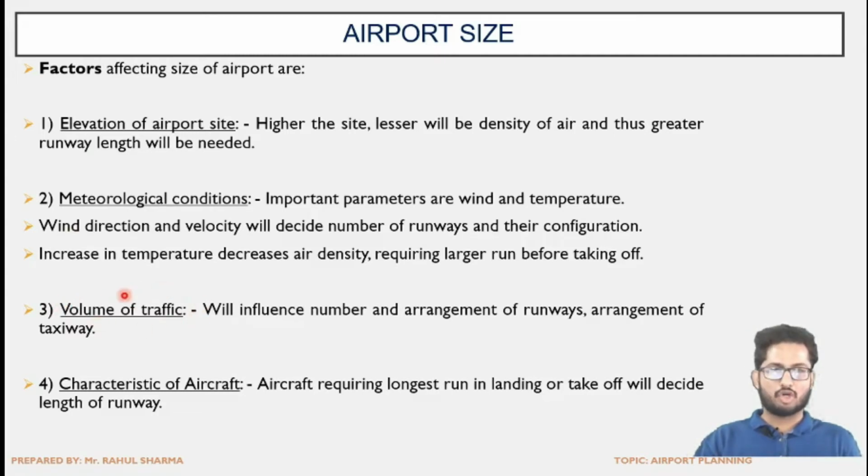Next is the volume of traffic, that is the number of operations. It will influence the number and arrangement of runways and the arrangement of taxiways. So the number of operations and number of aircraft will influence how many runways are to be provided, what the configuration of the runways should be, and what the arrangement of taxiways should be, because depending upon the number and pattern of the runways, ultimately the arrangement of taxiways is decided. So all these points are coordinated with each other.